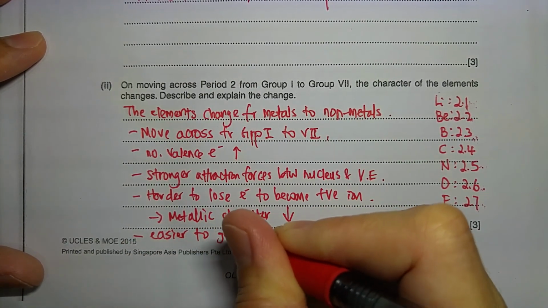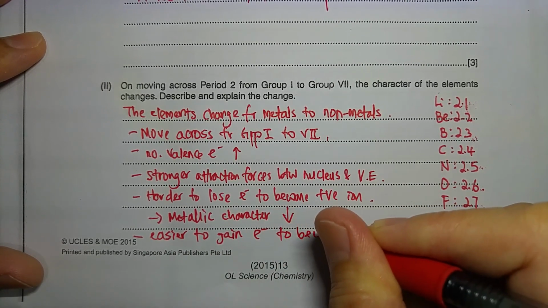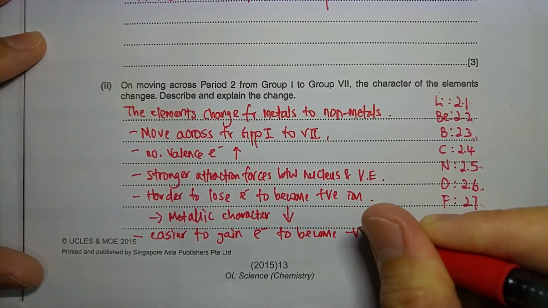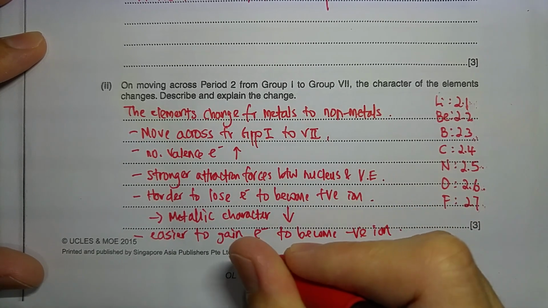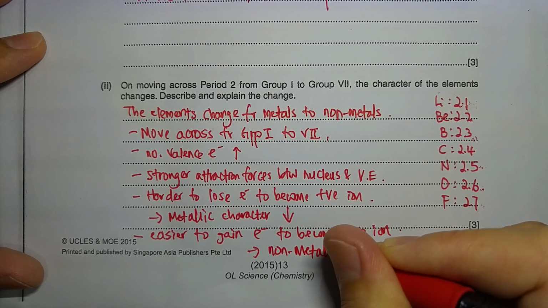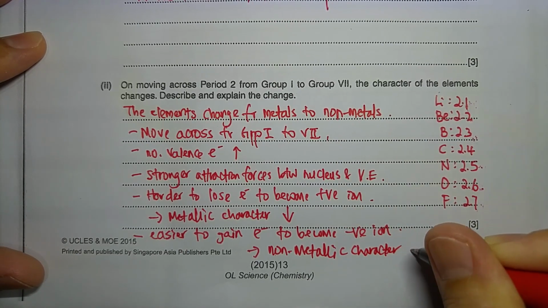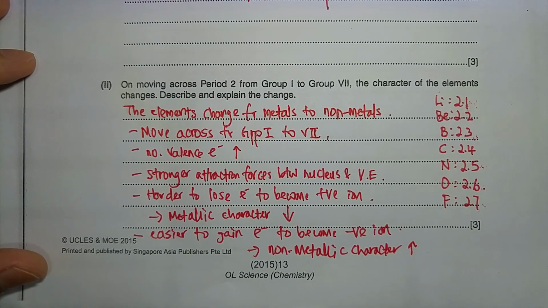to gain electron to become negative ion, and that would mean that the metallic character decreases and the non-metallic character increases.